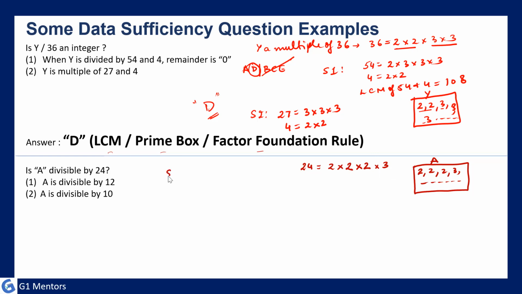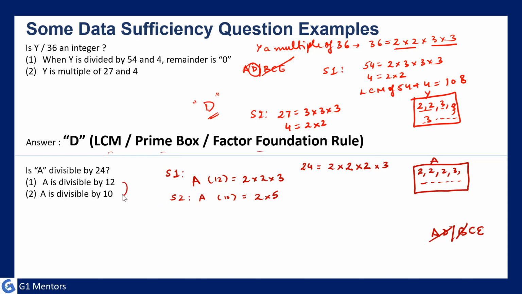Now let's see the statement 1 alone. Statement 1 says A is multiple of 12. 12 is equals to 2 into 2 into 3. So by this, we cannot say alone that statement 1 is sufficient, that A is divisible by 24, because it requires 3 2's. So since it's a data sufficiency question, let me write A, D, B, C, E. Since the statement 1 alone is not sufficient, so I strike off A and D. Okay, now let's see statement 2. Statement 2 says that A is a multiple of 10. 10 is equals to 2 into 5. So the statement 2 alone is also not sufficient to answer the question.